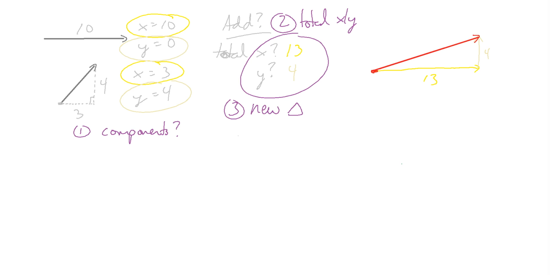Number one, you break them into components, you find the total x, you find the total y, and then you make a new triangle out of it, which leads to the last part, and that's just solve for the resultant. And that's the basic idea behind putting vectors together with components. Okay, find the components, put the total x together, put the total y together, use those totals to make a new triangle, and then you got your answer.